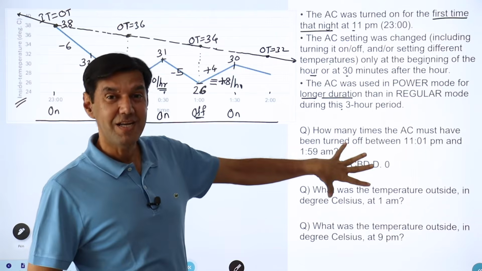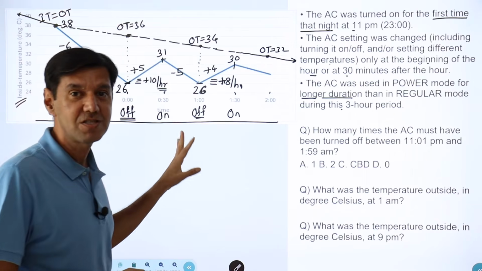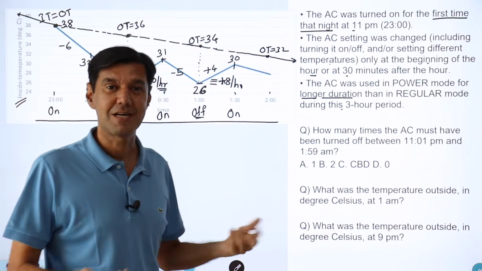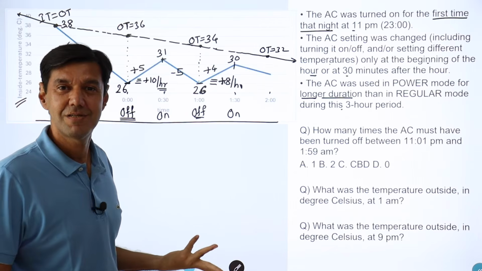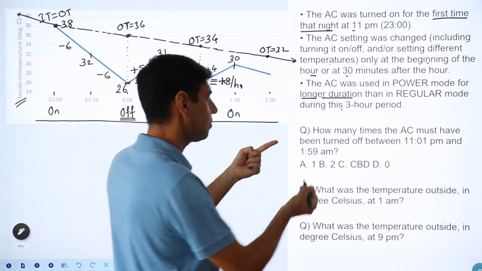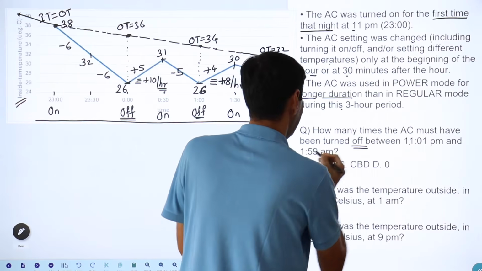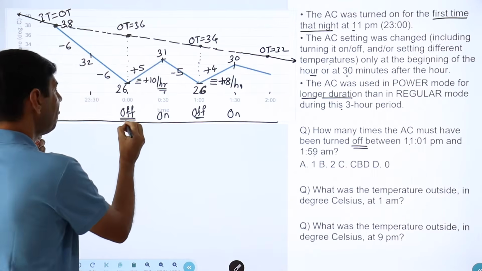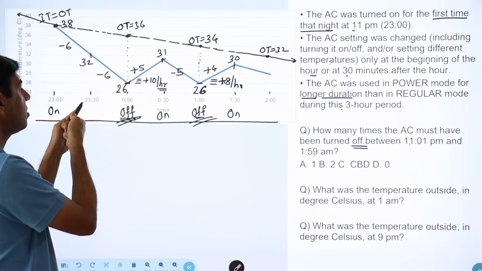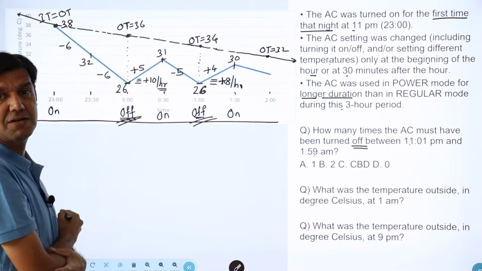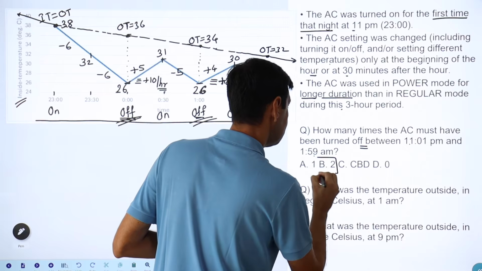So now we'll end up doing a lot more analysis. That is what I meant by we read too much into this. What is this power mode, longer duration, when was it in power mode, what happened? But surprisingly, 3-4 questions here are just based on outside temperature. So if you see how many times the AC must have been turned off between 11 and 1:59, the off can only happen here and here. The off cannot happen here, because had the off happened here, the temperature would have started rising. So that's 2 times. Sorry, B choice. B choice, 2 times.